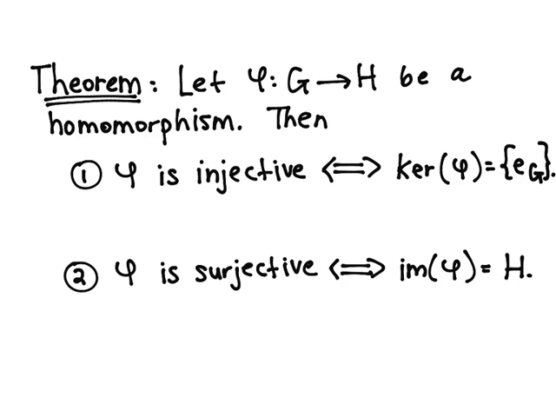The theorem says, let phi from G to H be a homomorphism. Then there's two statements. First of all, phi is injective if and only if the kernel of phi has just one single element in it, and that single element is the identity element of the group G, which I'm denoting e sub G. And part two, phi is surjective if and only if the image of phi is the entire group capital H.